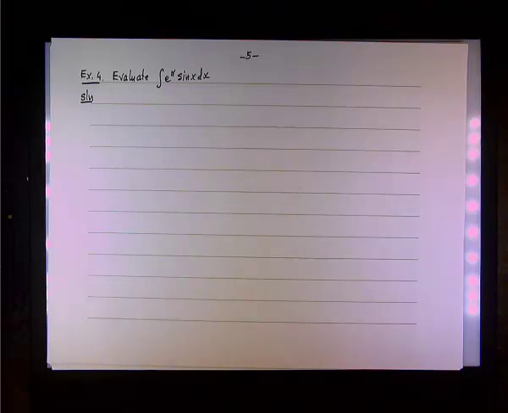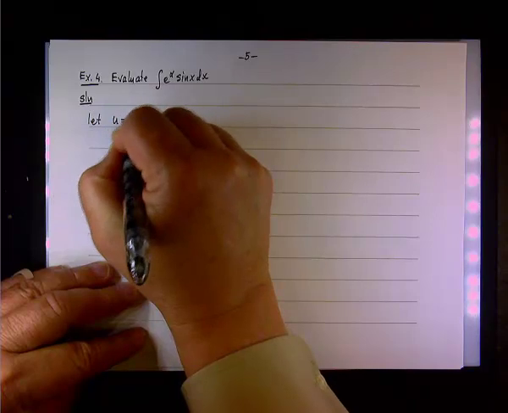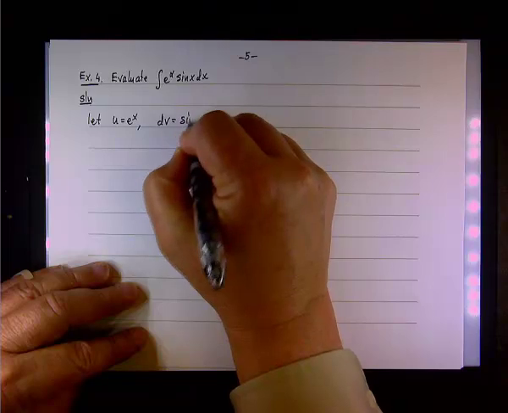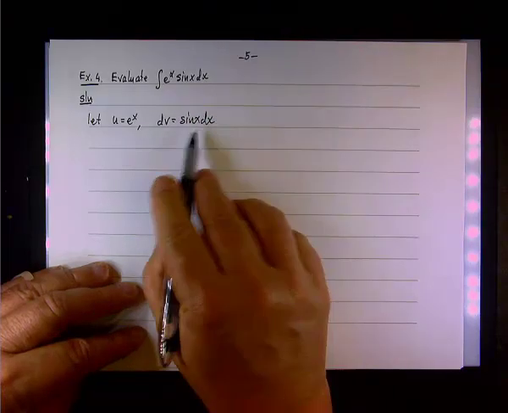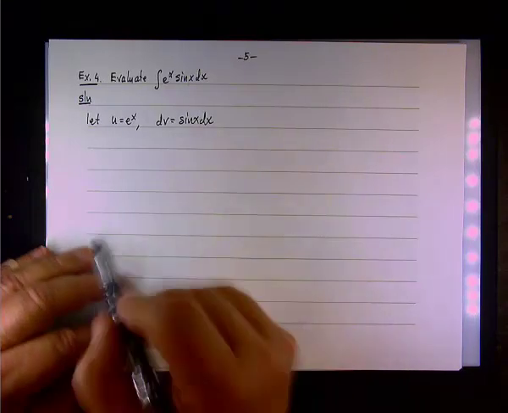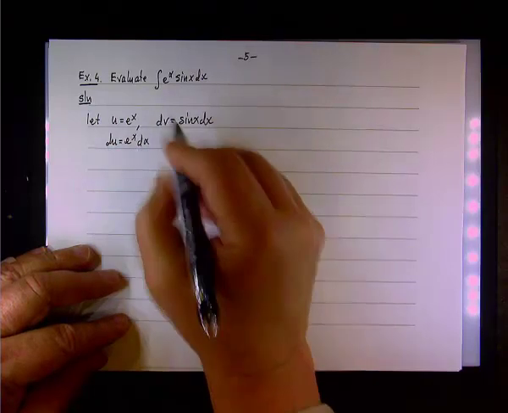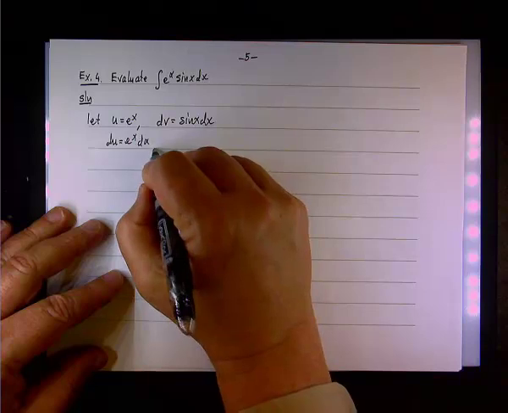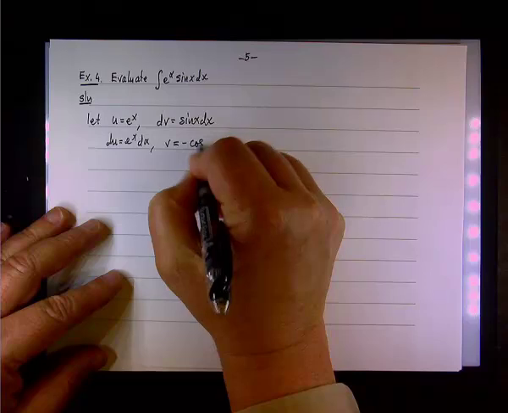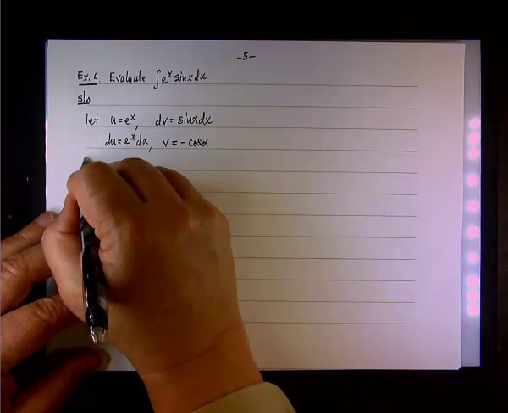Choices. This time, I'll choose u to be e to the x, and therefore dv will be sine x dx. After the exercise, I'll tell you why I chose it like that. Therefore, du will be e to the x dx, and v is negative cosine x. Again, we ignore the c, we'll add it at the end.